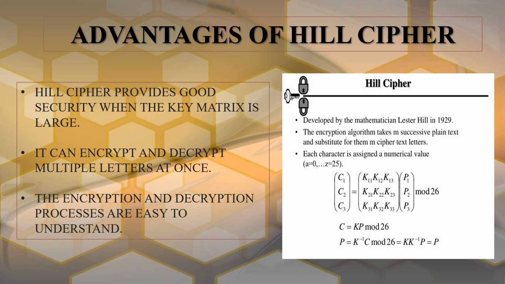Advantages of the Hill cipher. The Hill cipher provides good security when the key matrix is large. It can encrypt and decrypt multiple letters at once. The encryption and decryption processes are easy to understand. The Hill cipher, developed by the mathematician Lester Hill in 1929, takes m successive plain text letters and substitutes for them m cipher text values.